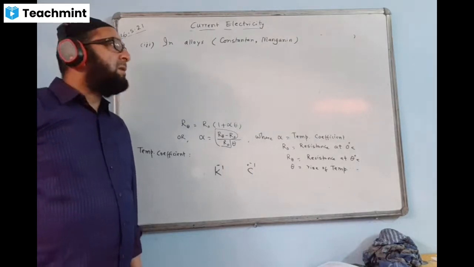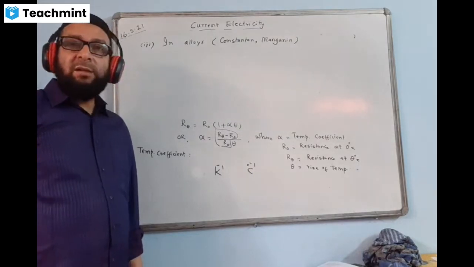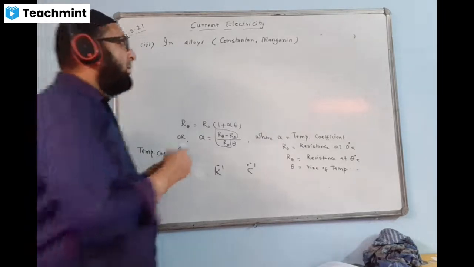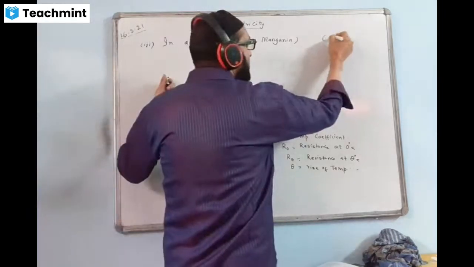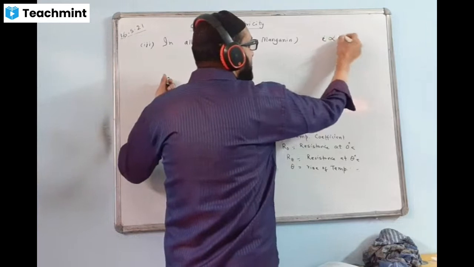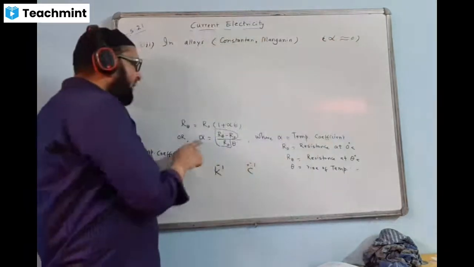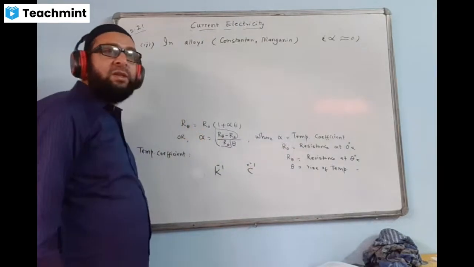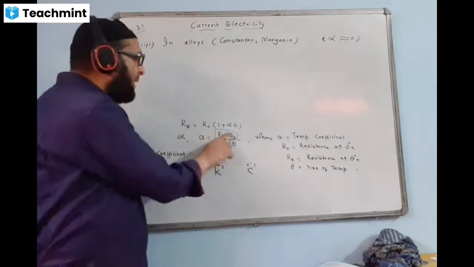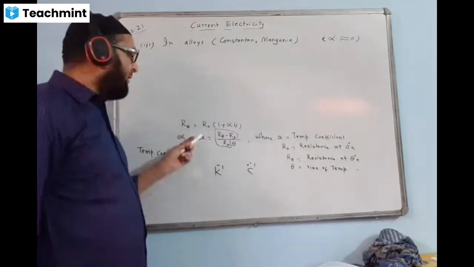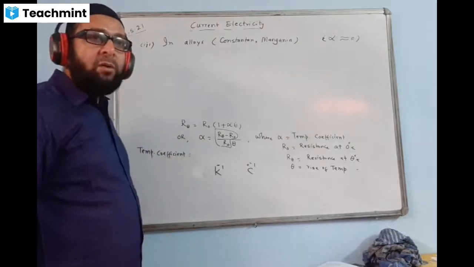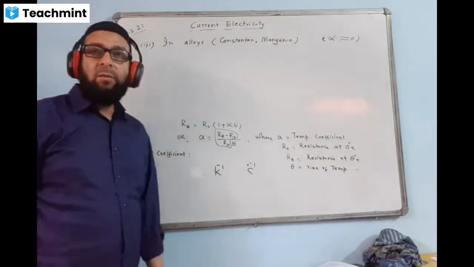Their resistance more or less remains constant, does not change. Therefore, you write like this: alpha is nearly 0. There is no change. Alpha value remains almost the same. That is, R theta and R0 values are more or less the same. That's why the alpha value will come 0, or nearly 0.